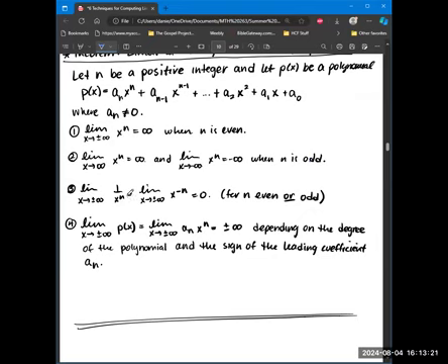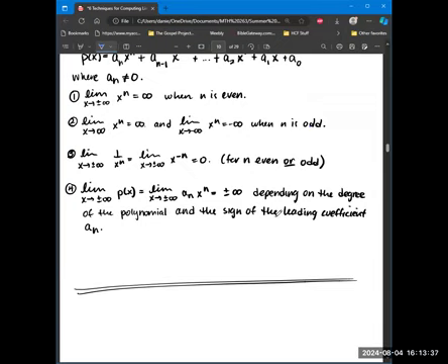1 over x to the n is going to be, limit of, and bring this exponent up here, that's going to go to 0 as I go to either type of infinity. We've seen those horizontal asymptotes. It doesn't matter whether n is even or odd. We have that horizontal asymptote at y equals 0.